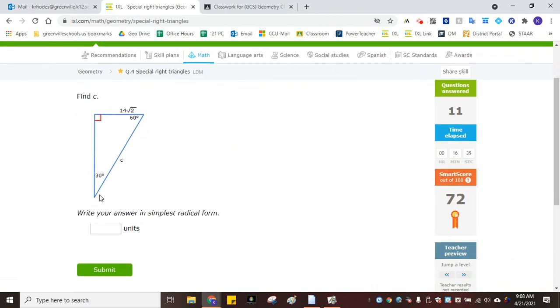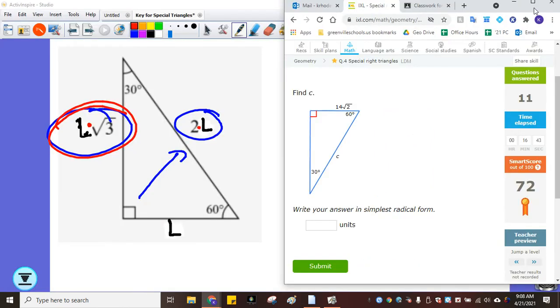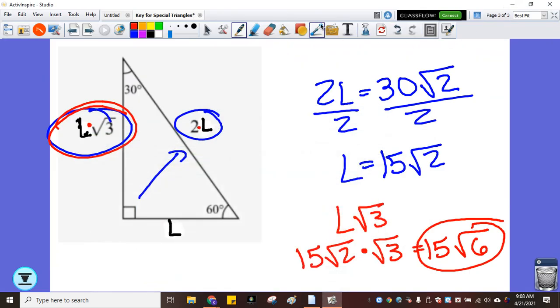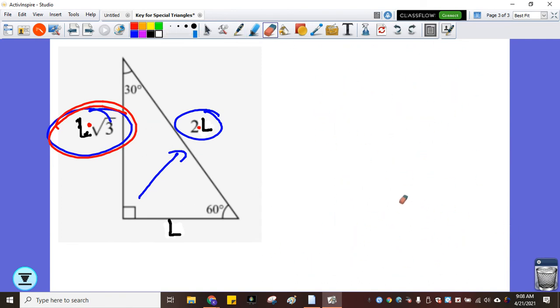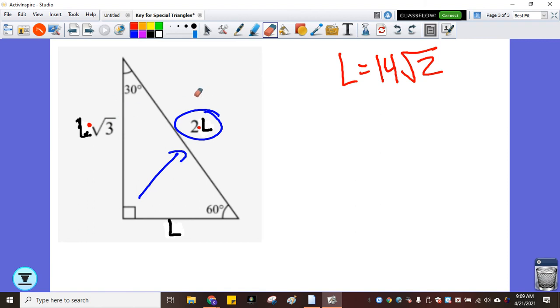All right. Our short side is 14 square root 2. Hopefully you start seeing the patterns. If our short side is 14 square root 2, that's what L is. I need to stop circling everything. There we go.